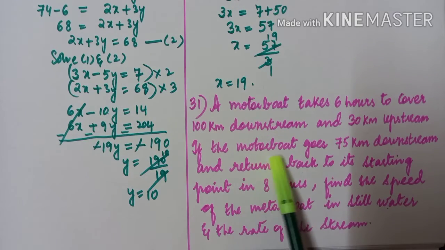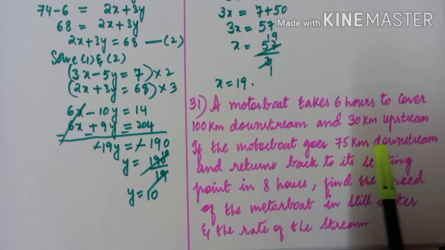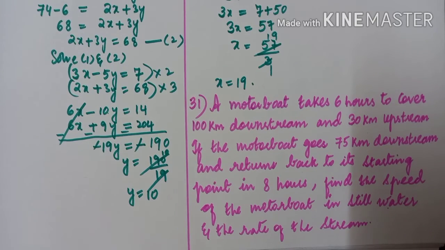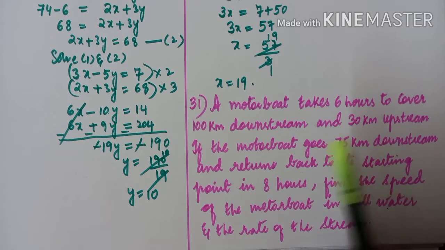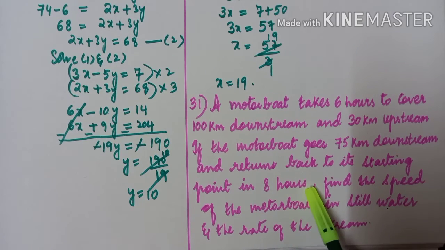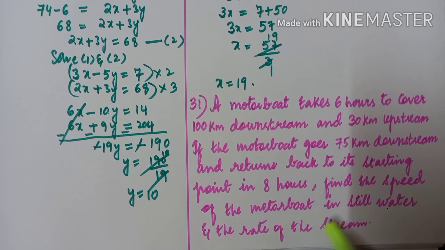Now if the motorboat goes 75 kilometers downstream and returns back to its starting point in 8 hours. So over here, when it is going 75 kilometers downstream and returns back to its starting point, what is the distance? Returning back to its starting point means again 75 kilometers only, in 8 hours. So find the speed of the motorboat in still water and the rate of the stream.